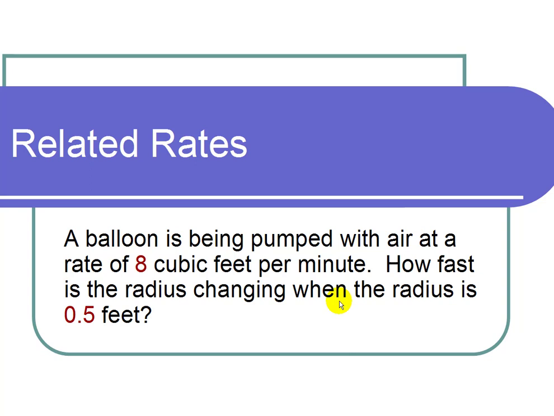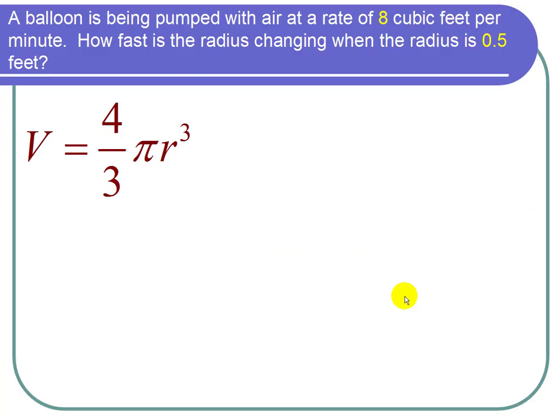So when we read this question, we see we have cubic feet per minute. Cubic feet is a measure of volume. And we want to know about radius. So the first thing we want to do is relate the radius and the volume. Since we have a balloon, it's a spherical balloon, we can relate it using the volume of a sphere formula. And that formula is the volume is equal to 4/3 times pi times the radius cubed.